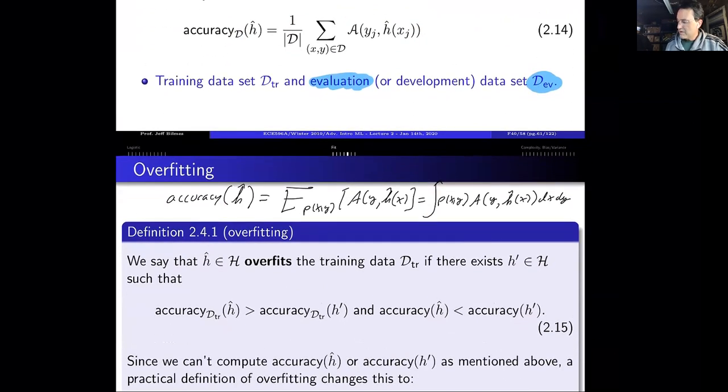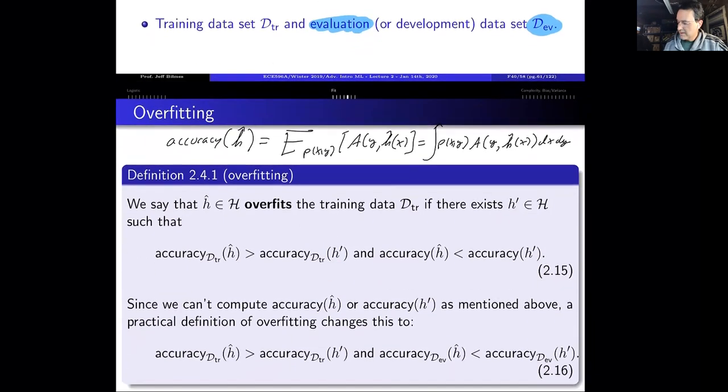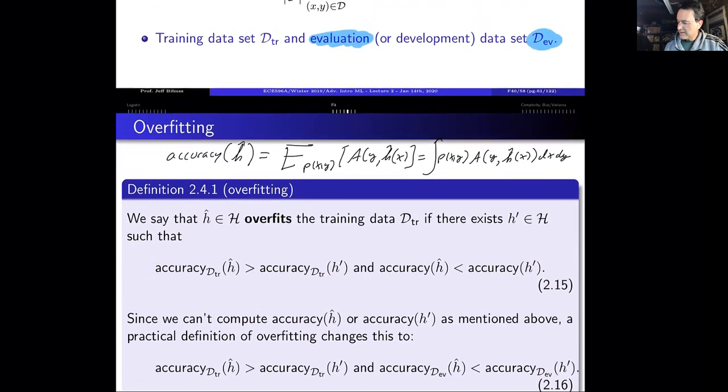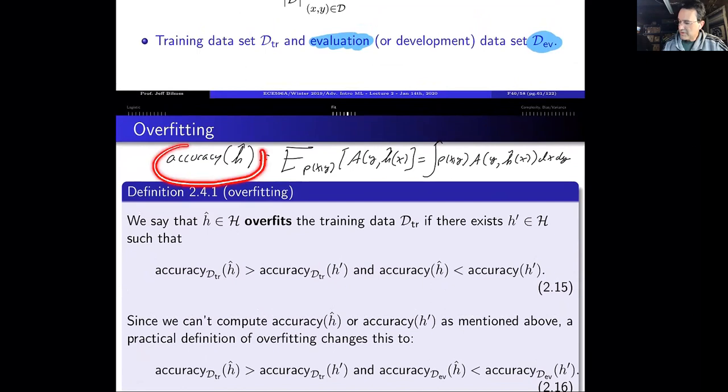And so what we're saying is that H hat overfits if there exists some other H prime that does worse on the training set but better overall, right? Now, one of the things about this accuracy is we can't actually compute this thing, right?